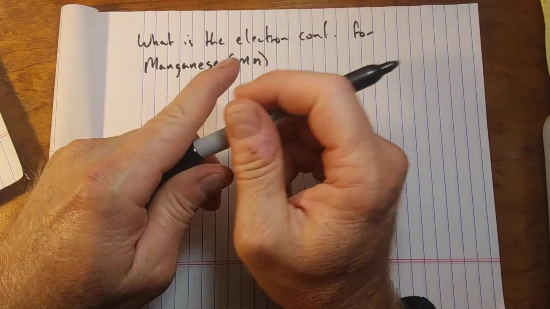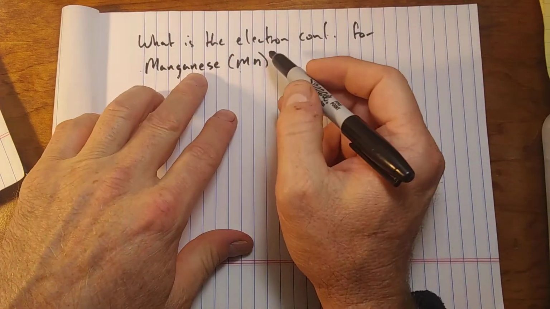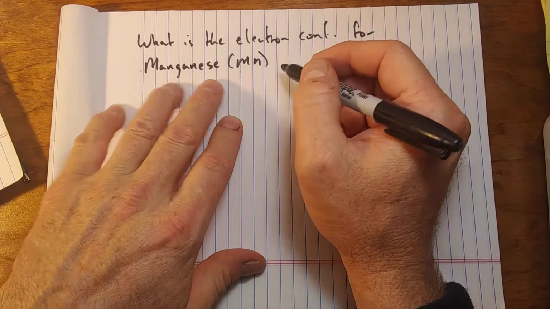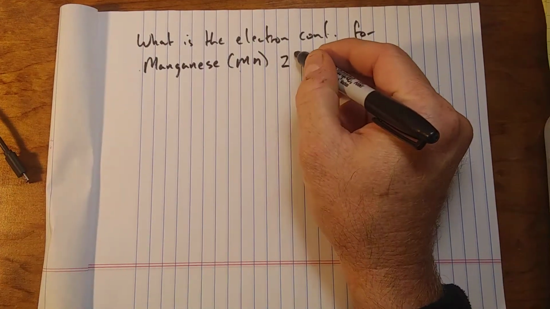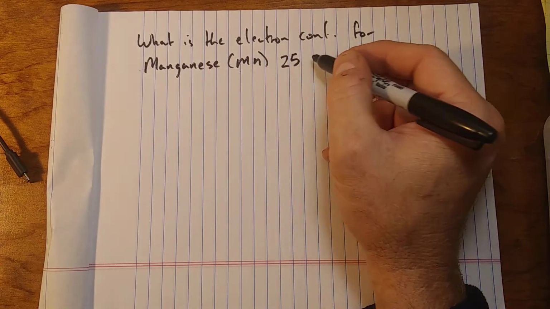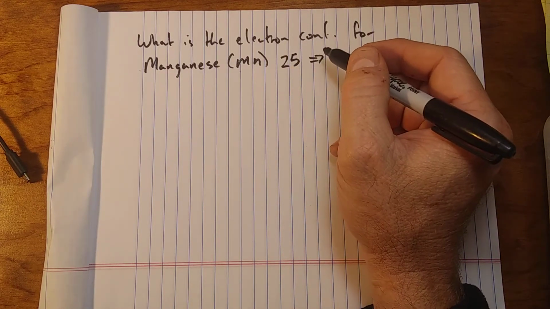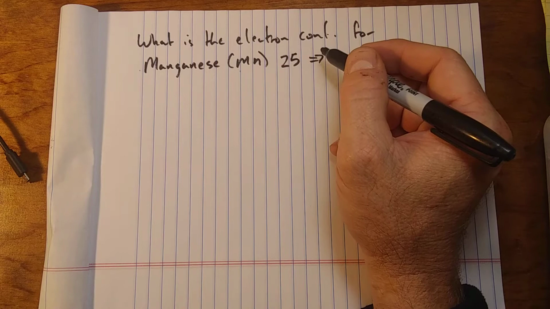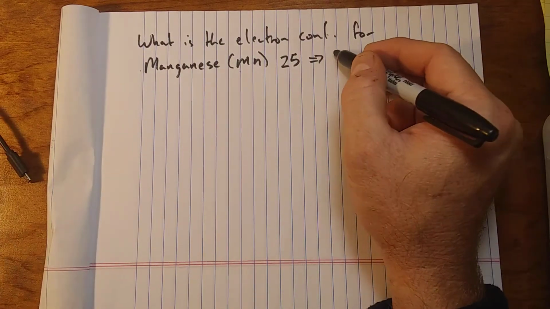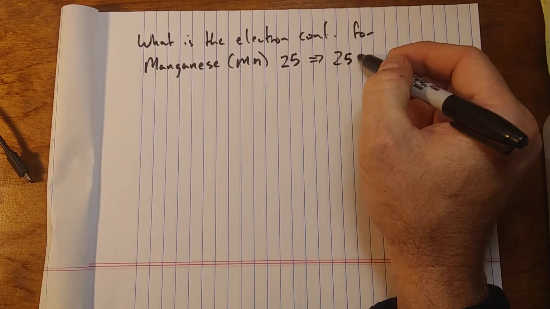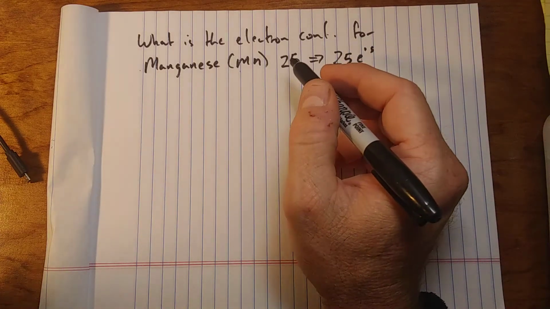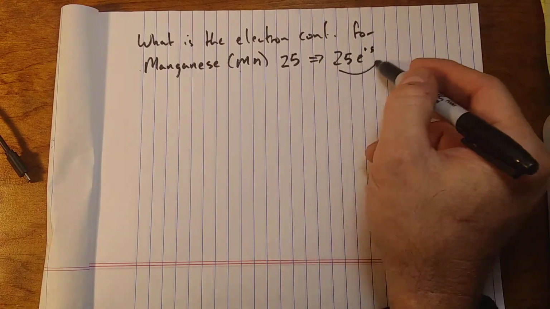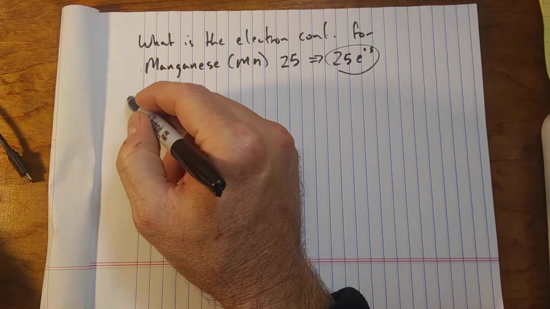Alright, this question is asking, what is the electron configuration for manganese? Now looking at a periodic table, you'll see that the atomic number for manganese is 25. What that means is that there's 25 protons, but we know that if there's 25 protons, then the matching number of electrons that you need to be neutral is 25. So we can go ahead and start with that number here.